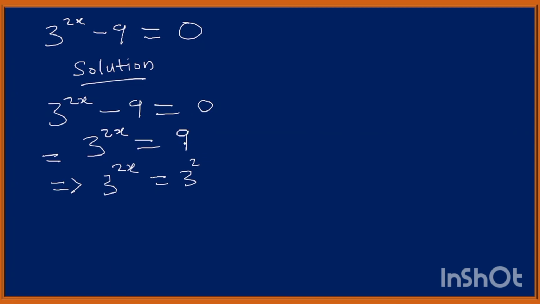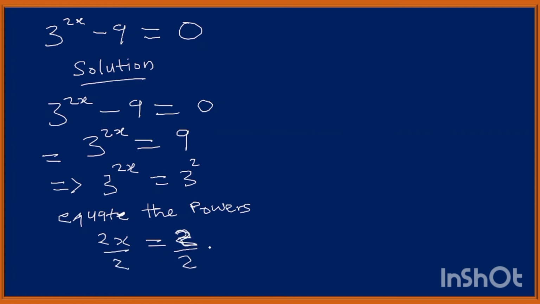3 raised to the power 2 is 9. So I equate the powers, the powers or the indices. So this will give me 2x is equal to 2. So divide both sides by 2. This will cancel out. So I have that x is equal to 1. So this is the solution.